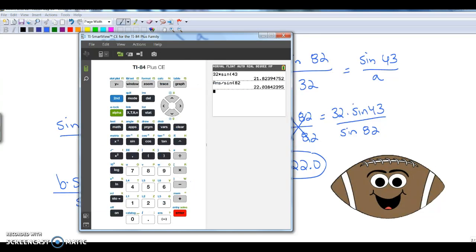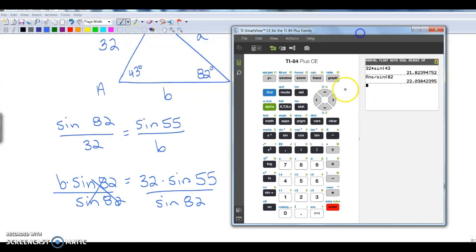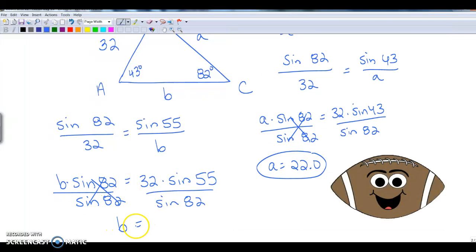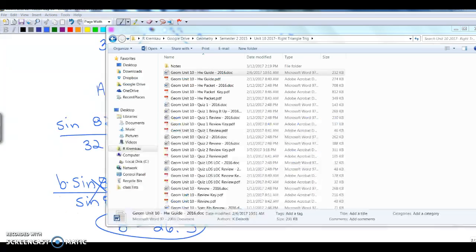And so we're going to do the numerator only to start. So hopefully you're catching on to the pattern here. There's not too much variety. 32 times sine 55, hit enter, and then we're going to divide by the sine of 82. And you're going to get 26.47, so 26.5 is going to be side B. So that is the main gist for today.